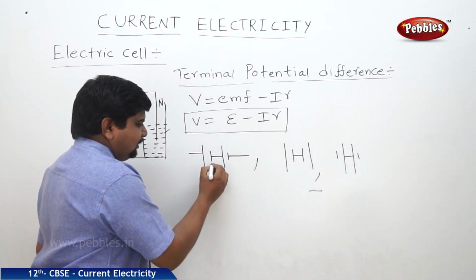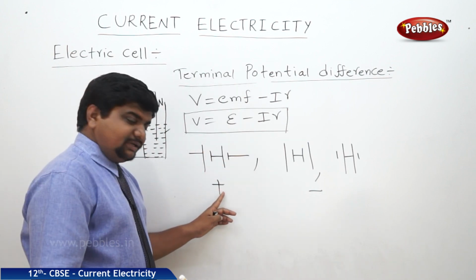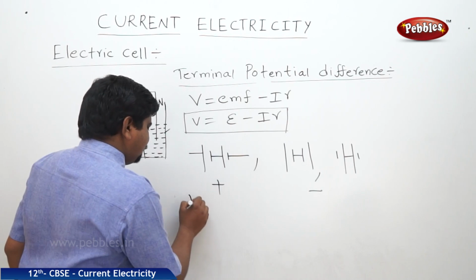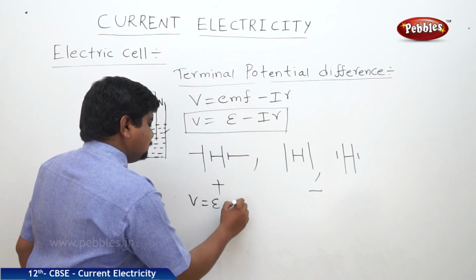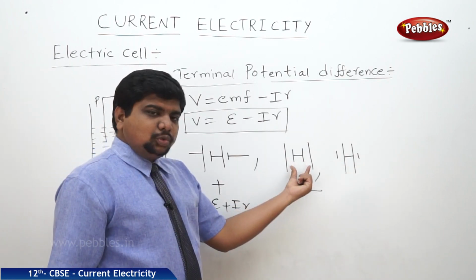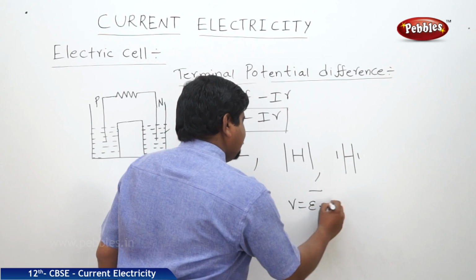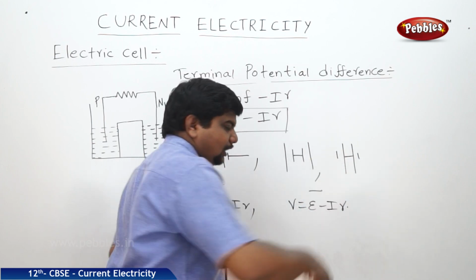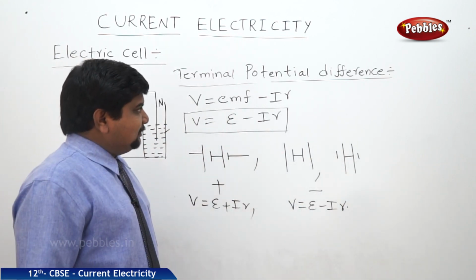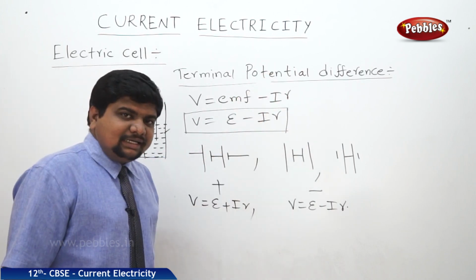Like this, if negative to positive or positive to negative is connected between the two cells, then we can apply the plus sign, and the formula will become like this. In the case of a connection between two like poles or like terminals, the formula will become E minus Ir. This is the information about the terminal potential difference, which relates to the EMF and internal resistance.